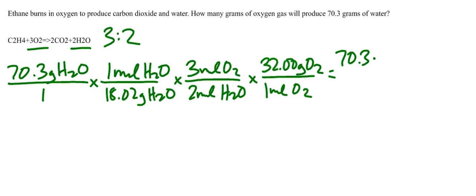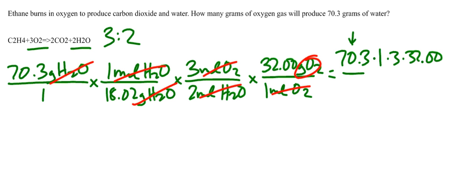70.3 times, oops, excuse me. All right, get rid of those guys. Left with grams of O2. So 70.3 times 1 times 3 times 32.00, having 3 sig figs in my final answer.